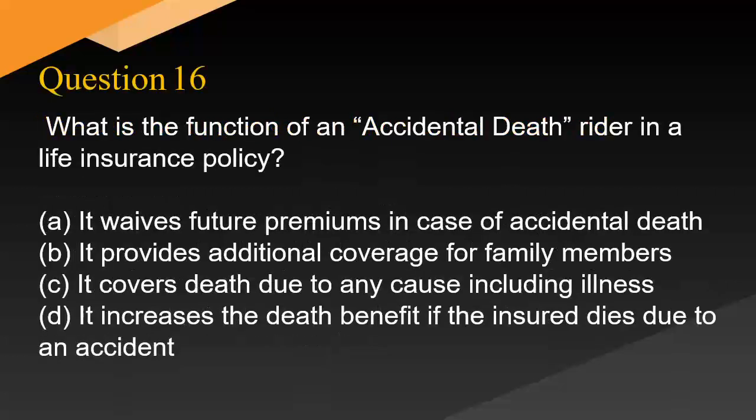What is the function of an accidental death rider in a life insurance policy? A. It waives future premiums in case of accidental death. B. It provides additional coverage for family members. C. It covers death due to any cause including illness. D. It increases the death benefit if the insured dies due to an accident.